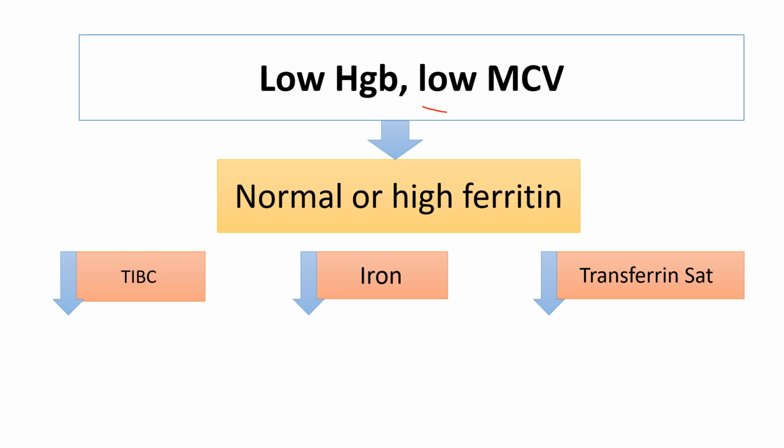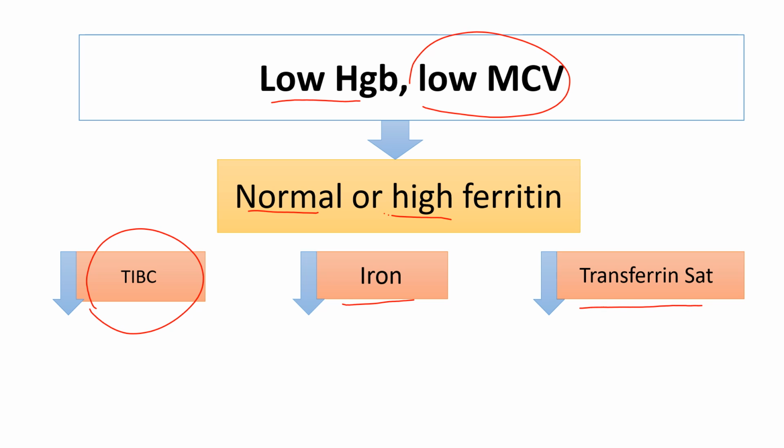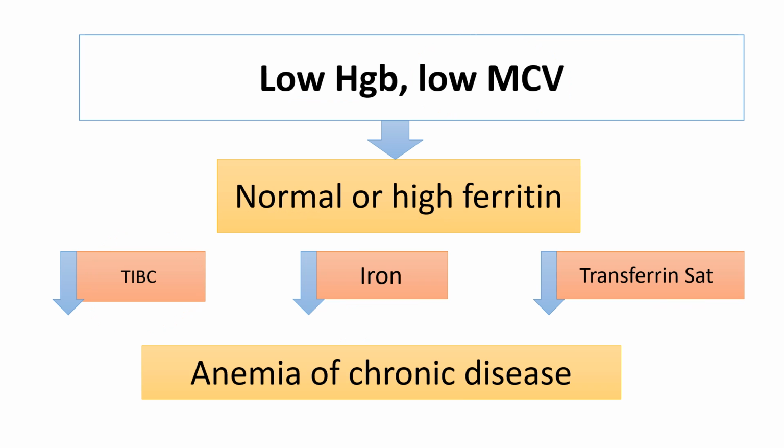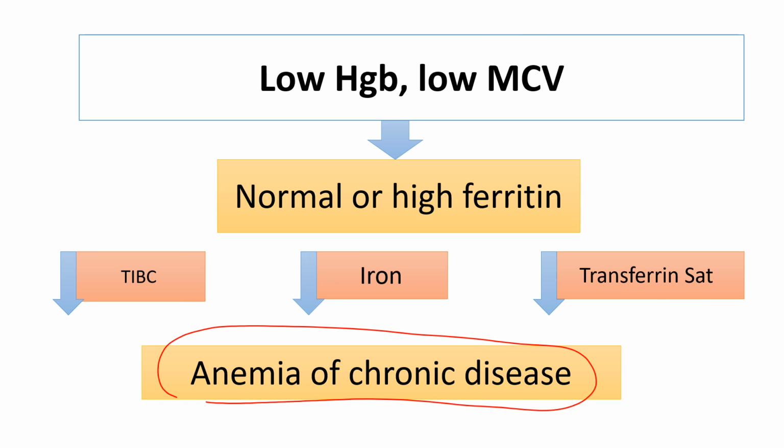A child presenting with microcytic anemia, low hemoglobin, the diagnosis was not clear. You decided to order more comprehensive workup, and the serum ferritin came back normal or high. TIBC was low, iron is low, and the transferrin saturation is low. What is the most likely diagnosis? Anemia of chronic disease. This is a classic presentation.